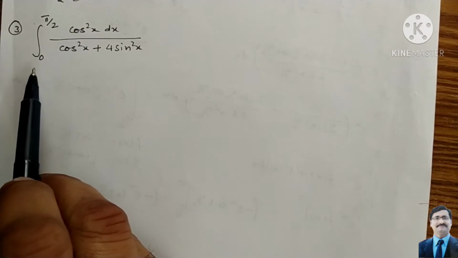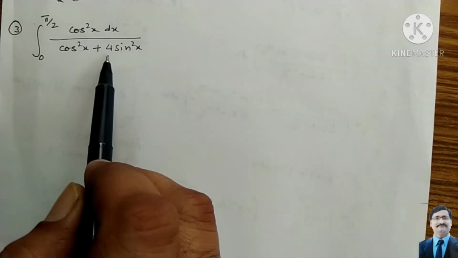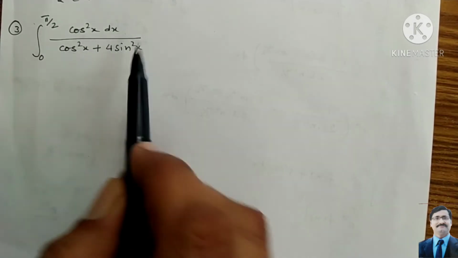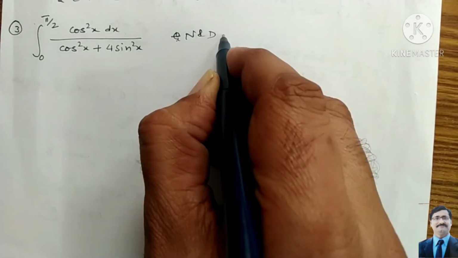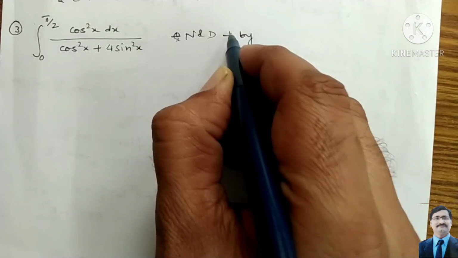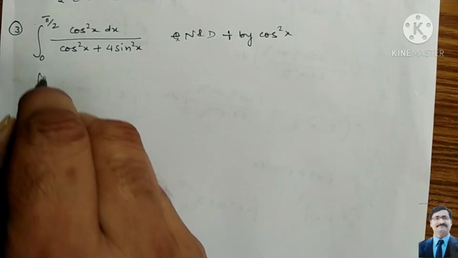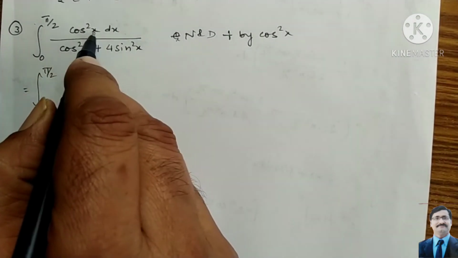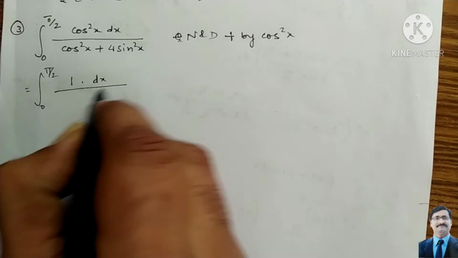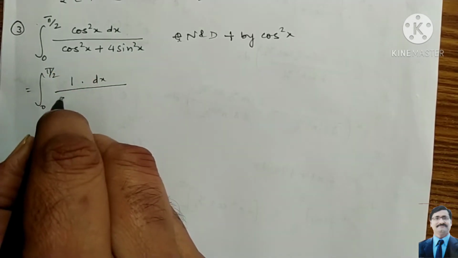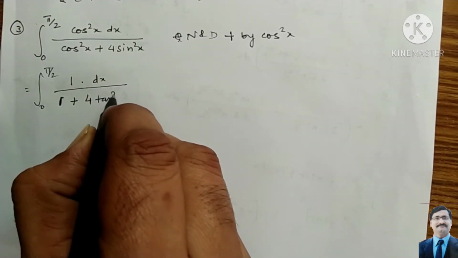Look at the next question: integral 0 to π/2 of cos²x dx upon cos²x plus 4 sin²x. Here also divide numerator and denominator by cos²x. Look here, what we get: 0 to π/2, and we divide by cos²x, we get 1 and dx as it is, and in the denominator we get 1 plus 4 tan²x.